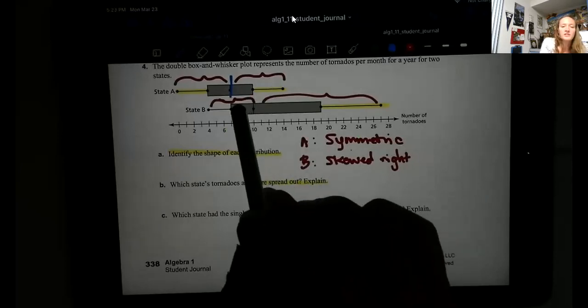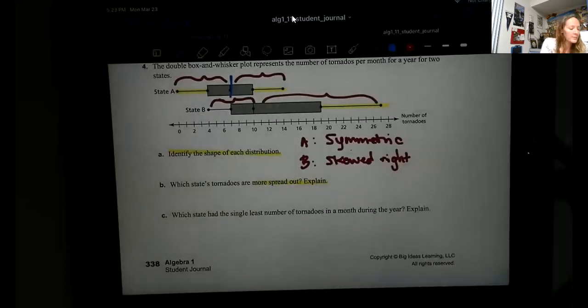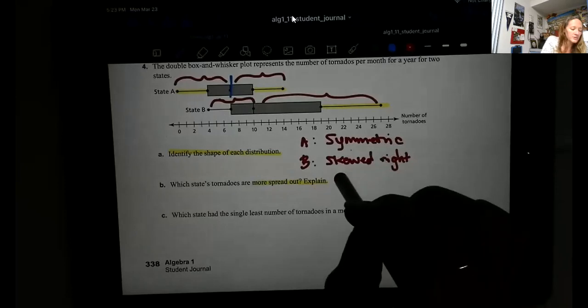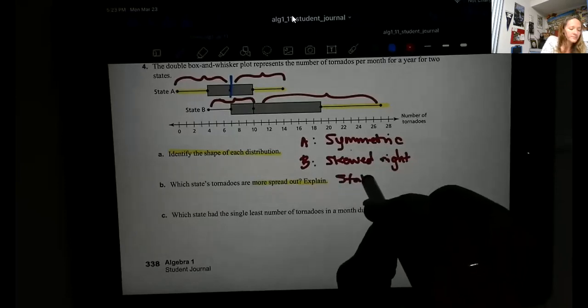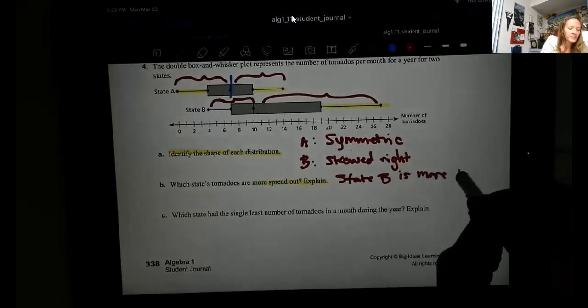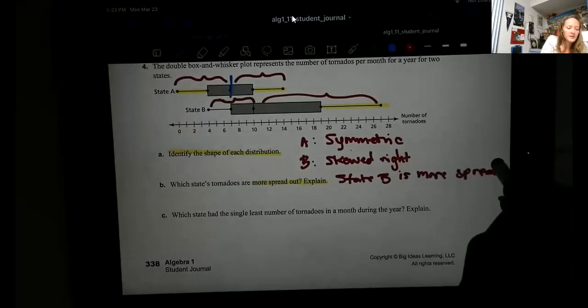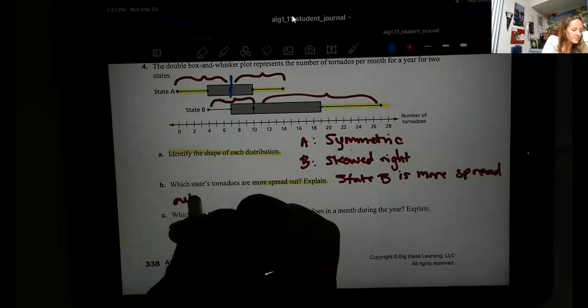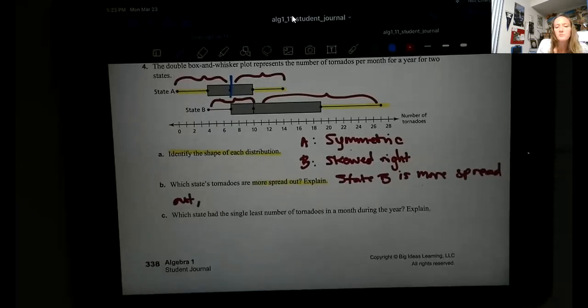Well, sure looks like state B is a lot more spread out. But if we wanted to actually give good explanations for that, since we know what the answer is, we can go ahead and start with that. There's two different ways of explaining.